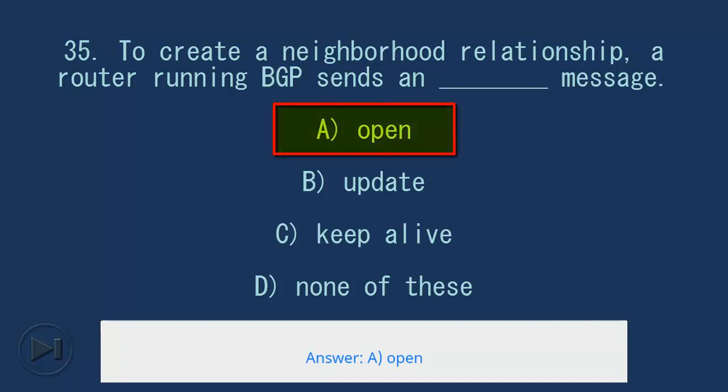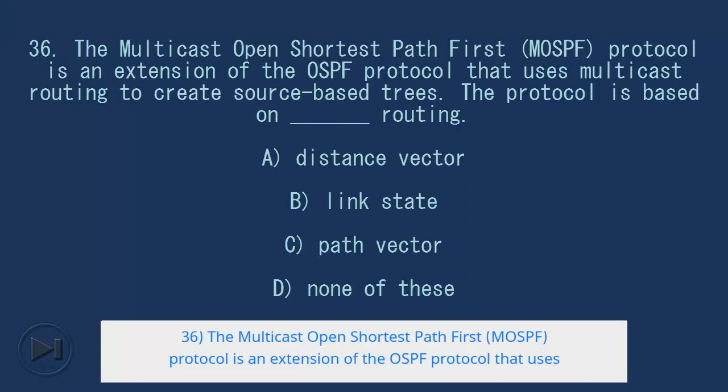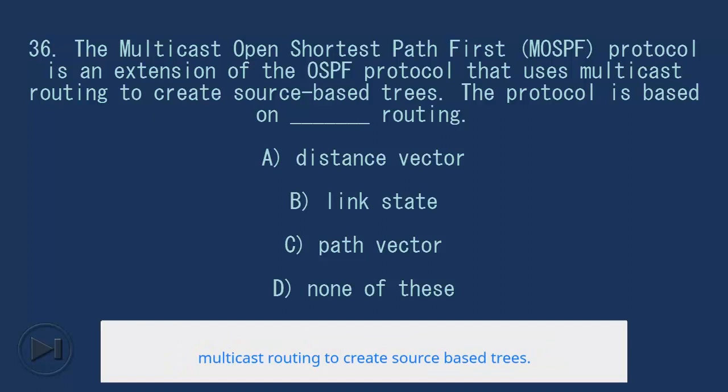Answer, A. Open. 36. The Multicast Open Shortest Path First, MOSPF, protocol is an extension of the OSPF protocol that uses multicast routing to create source-based trees. The protocol is based on blank routing. A. Distance vector. B. Link state. C. Path vector. D. None of these.